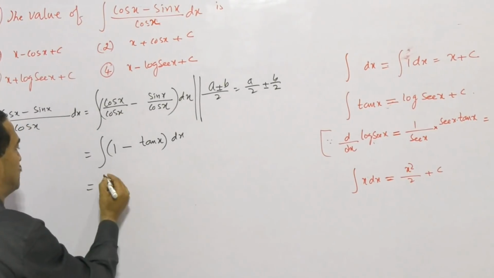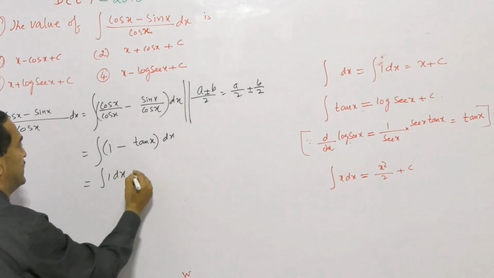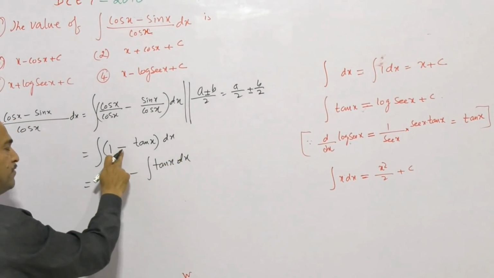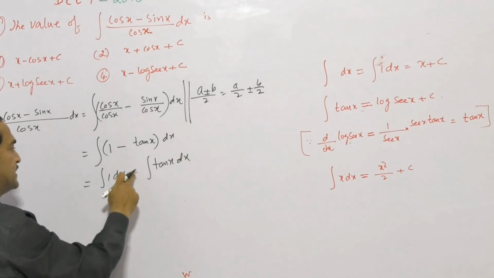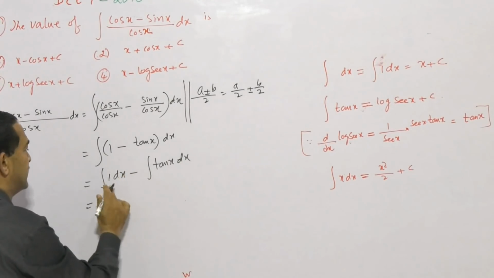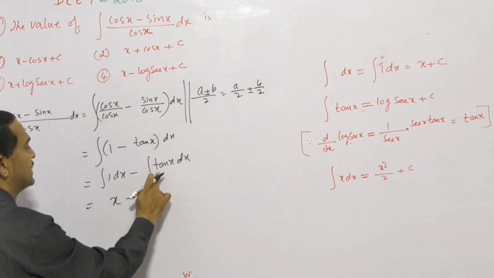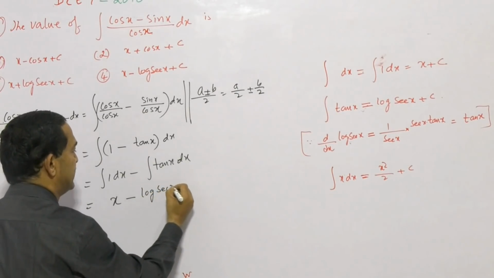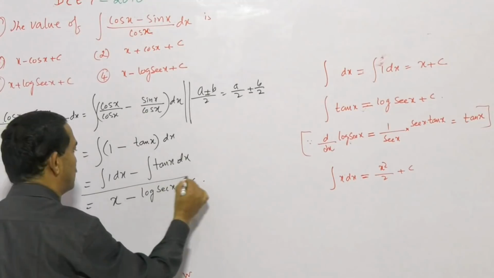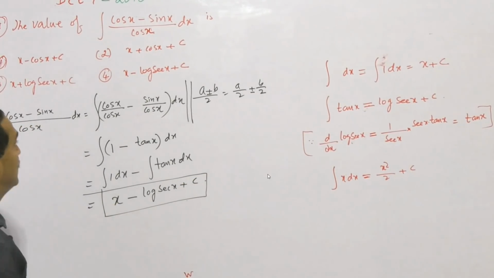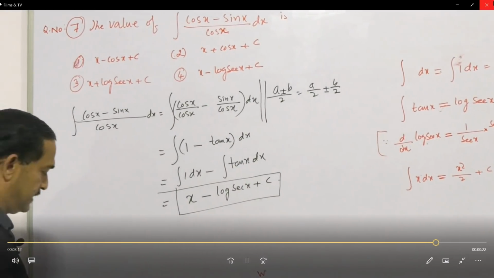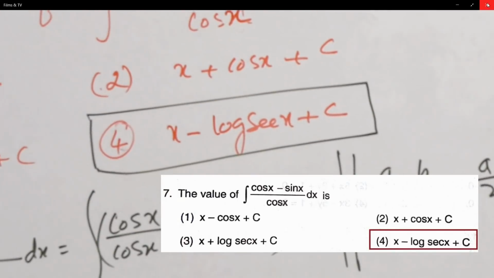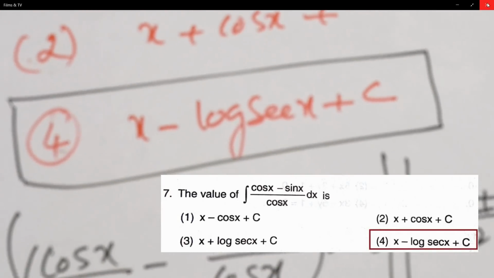I can take one more step for understanding: this is the integral of 1 dx minus the integral of tan x dx. If you have plus, you carry the plus; if minus, you carry the minus. So the integral of 1 dx is x minus the integral of tan x, which I told you is log secant x plus c. This is the answer for our problem. Which is the right answer out of 1, 2, 3, 4? Answer number 4 is the right answer: x minus log secant x plus c.